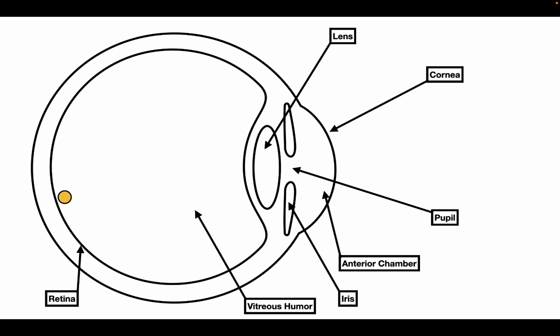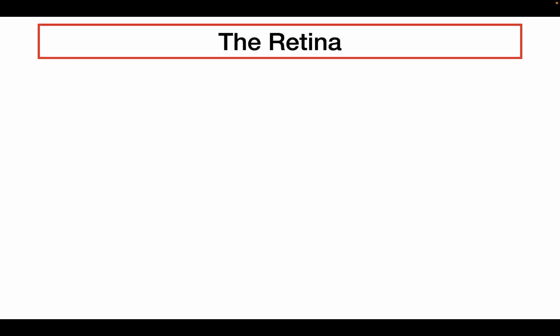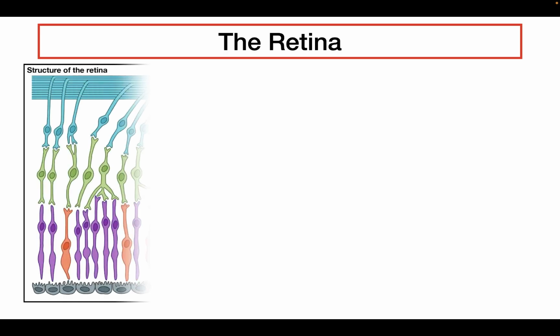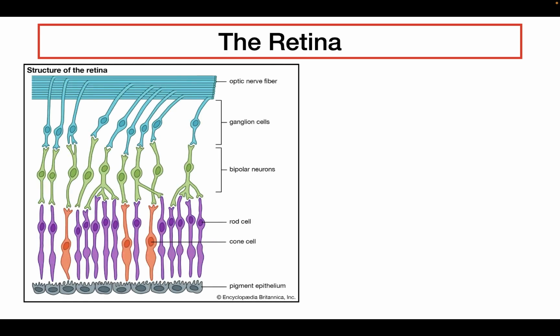The retina is where phototransduction is going to take place. And in this video, we're going to be focusing on the retina. So with that, let's take a closer look. If you were to look at the retina, it would look something like this.